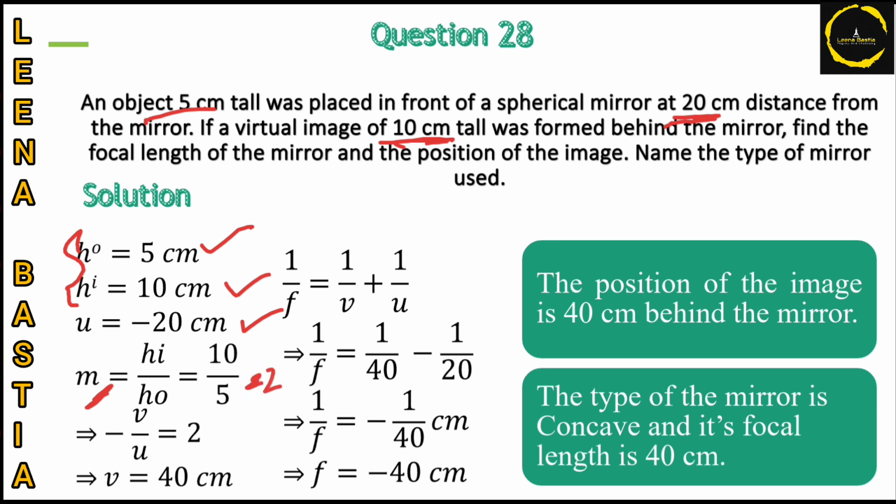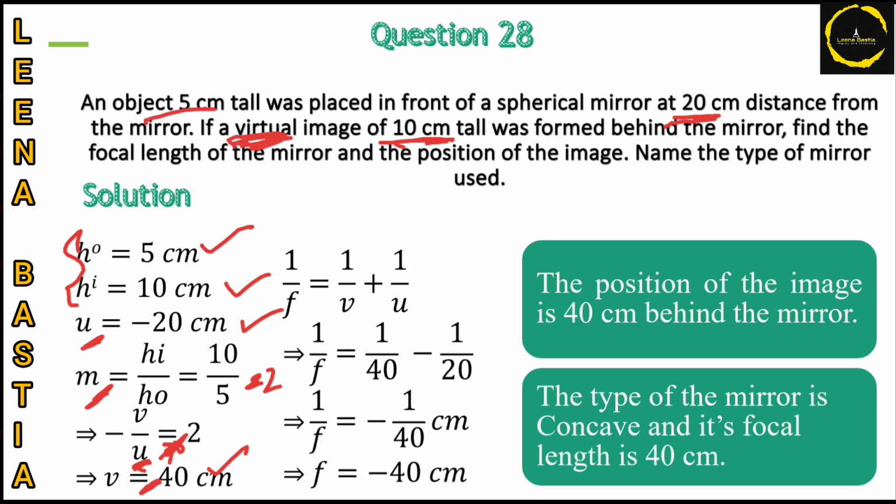So we know another formula to get v, since we have u. Just substitute the value of u over here, cross multiply with this, and you will get 40 centimeter. This v value is positive over here, isn't it? Positive means it is a virtual image. It is already given in the question.